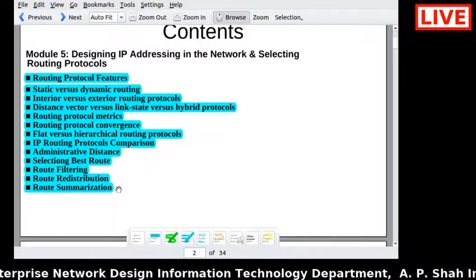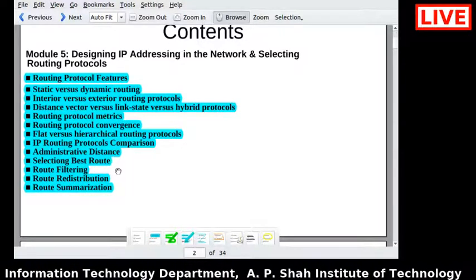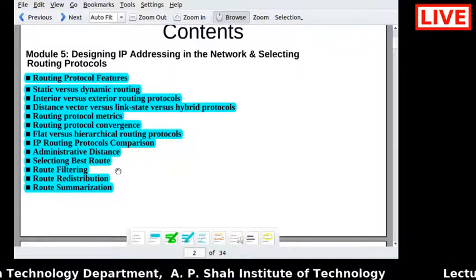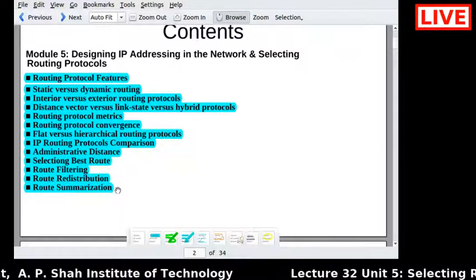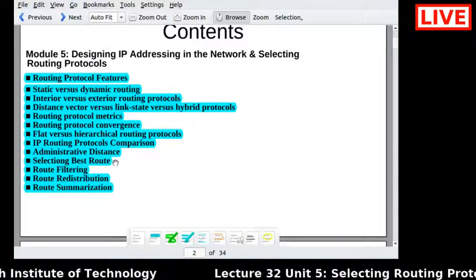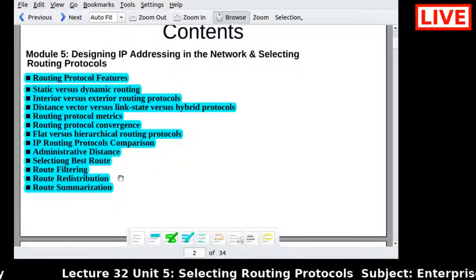We will see all these things, because they may be asked in your examination as a short note on route filtering, route redistribution, and route summarization, for 10 marks. All these things are very important with respect to your examination also. So we will start with this.